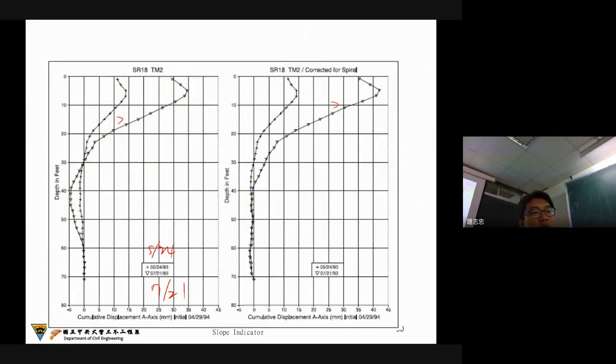This result is correct because, just as I said, you may have rotation of the pipe when there is movement on the ground. It is not keeping the same direction at all. It will change direction, have a rotation, or a spiral.